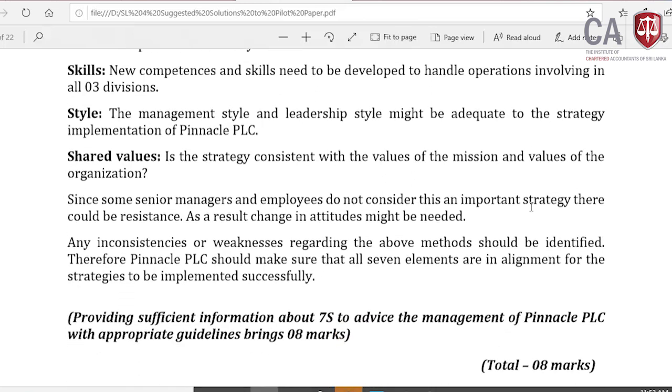Shared values. Is the strategy consistent with the mission and values of the organization? Since some senior managers and employees do not consider this an important strategy, there could be resistance. As a result, a change in attitude might be needed. Any inconsistency or weaknesses regarding the above elements should be identified. Therefore, Pinnacle PLC should make sure that all 7 elements are in alignment for the strategy to be implemented successfully.